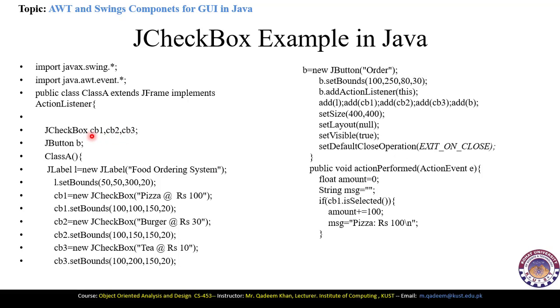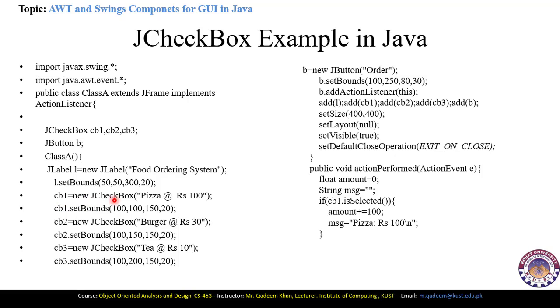Now we have three checkboxes, so we have defined JCheckBox CB1, CB2, CB3, and also we have defined the button here, JButton B. Here we have just declared them. Now here is the constructor of the class A, and JLabel, new JLabel. Here we have defined the label, and its position on the window is 550, which is the first point, and 300, 20, the second point. So L.setBounds defines the position in the window where it will display this label.